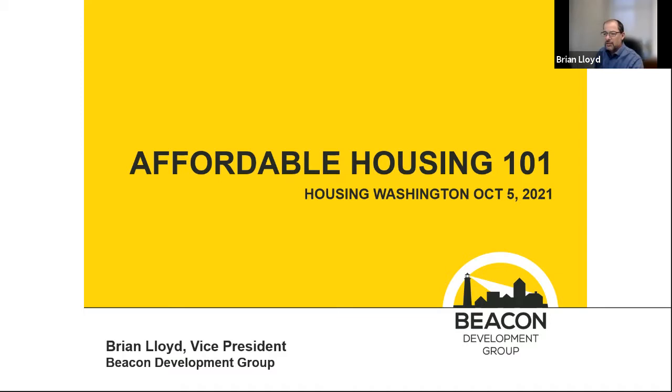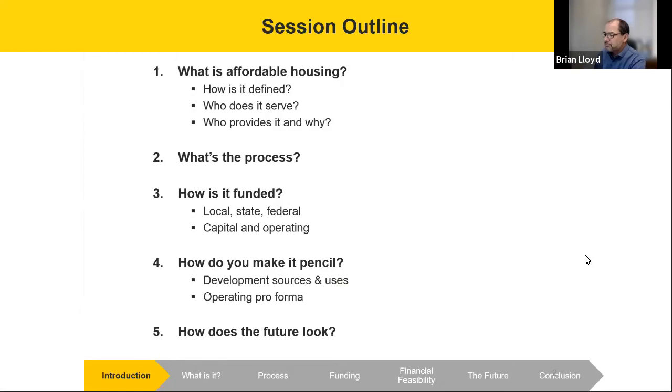So, Affordable Housing 101. Let me start by giving you a quick outline of what we're going to do. We're going to talk about what the definition of affordable housing is and who it serves. We're going to touch on the process of developing affordable housing. We will talk about how it's funded and how you make it pencil, in other words, how it works financially. And then if we have time, we'll touch on some of the future trends that are at play.